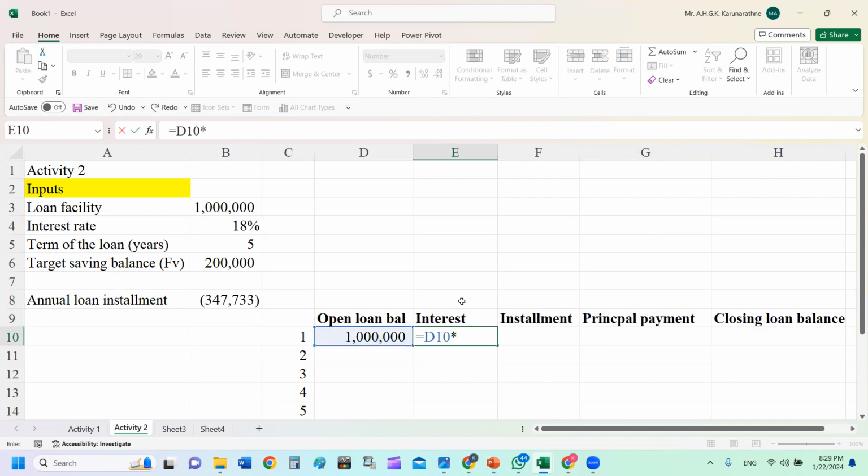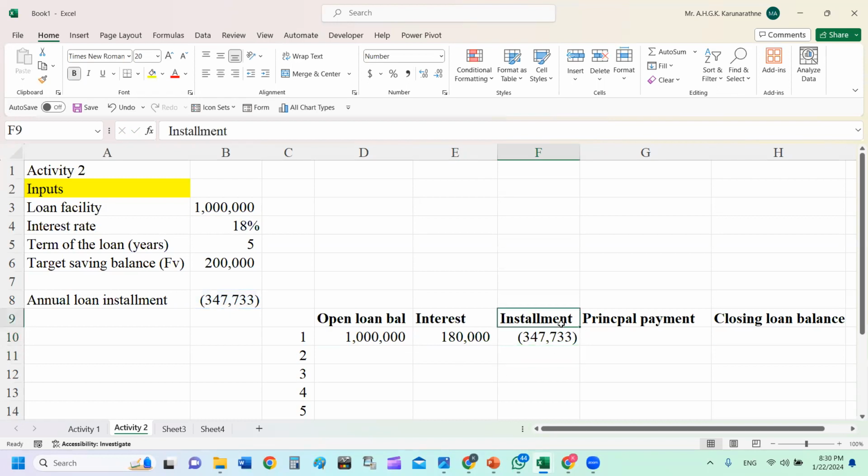Interest is always equal to the open loan balance multiplied by the annual loan interest rate. You are visiting the bank after 1 year because you are paying an annual installment. The bank calculates 1 year of interest. No need to divide by 12 because it is interest on the full balance. Installment we have computed using the PMT function. Installment is equal to this, and make it fixed. You are going to drag it down. Make it fixed by pressing F4.